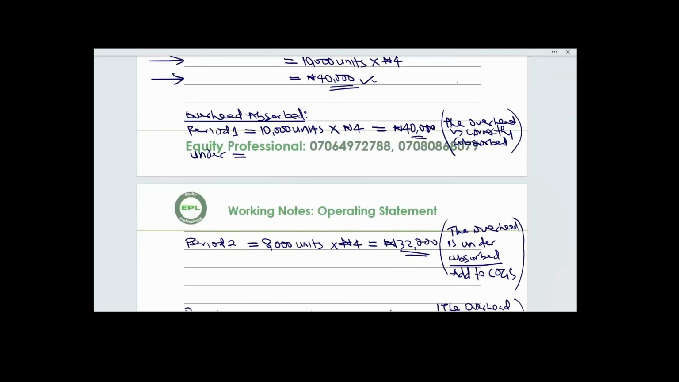Under or over absorption is equal to the budgeted overhead minus overhead absorbed. For the first period, that is 40,000 minus 40,000, which is equal to 0.